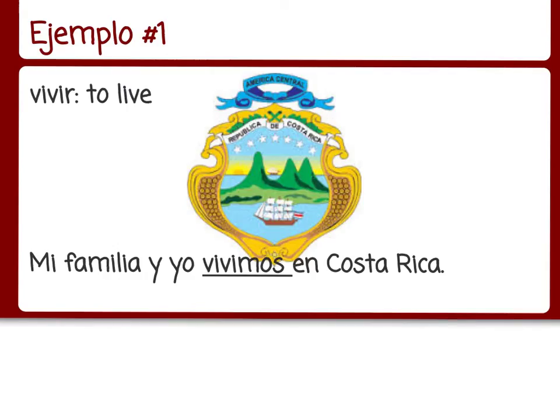Yo tengo 2 ejemplos para ustedes. Yo tengo el verbo vivir, que quiere decir to live. Por ejemplo, mi familia y yo vivimos en Costa Rica. My family and I live in Costa Rica. This is in the nosotros because mi familia y yo, that means we in English, so that's nosotros, or if you're a girl, nosotras. So I'm going to conjugate my IR verb for nosotros, vivimos.